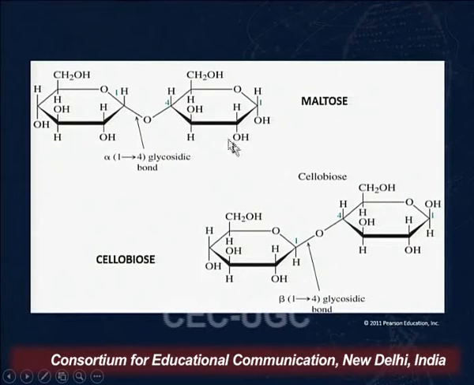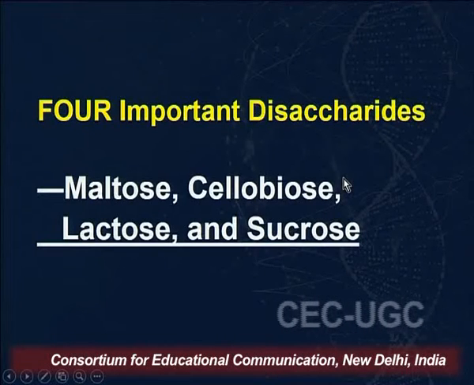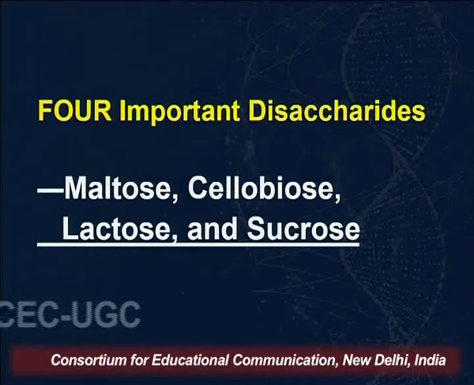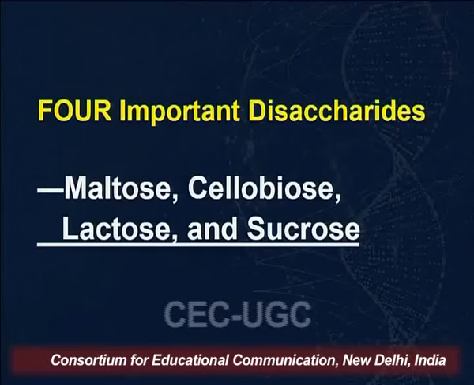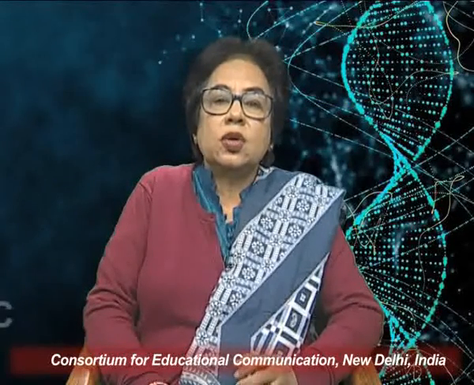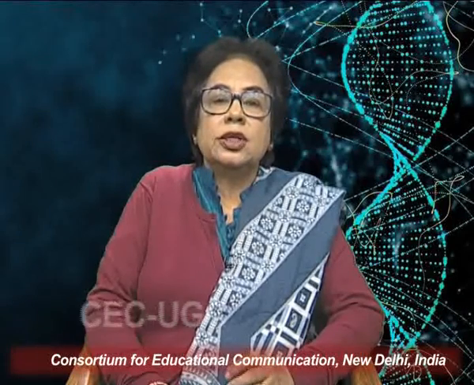They are diastereomers of each other. The basic units in them are the same. That is, maltose is made up of 2 molecules of glucose. Similarly, cellobiose is also made up of 2 molecules of glucose. Now we know that the 4 important disaccharides are maltose, cellobiose, lactose and sucrose. Now picking up the string from here, I would like to discuss lactose and sucrose with you in today's lecture.